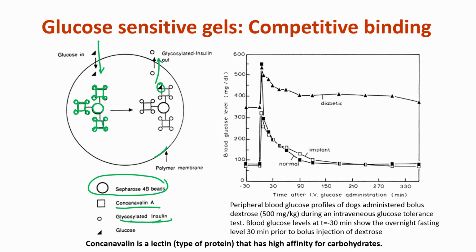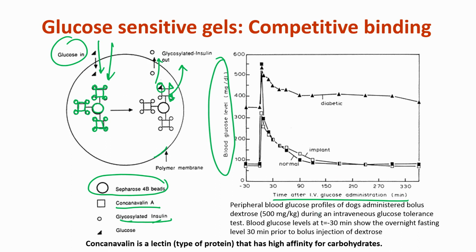So, again very similar to the previous example, this is a self regulated system. As more glucose comes in, it replaces more and more glycosylated insulin, and in that way you have more and more insulin coming out in the system, and as the glucose level decreases, the rate of release will also decrease. So, here is some data on that. You have the blood glucose level on the y axis, and on the x axis you have the time after the glucose was externally administered.